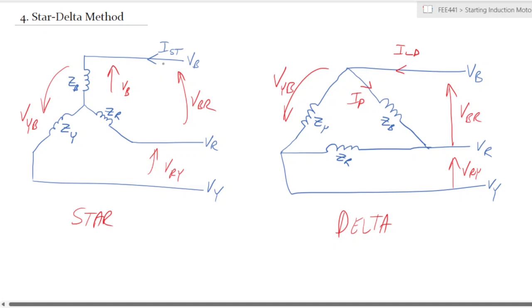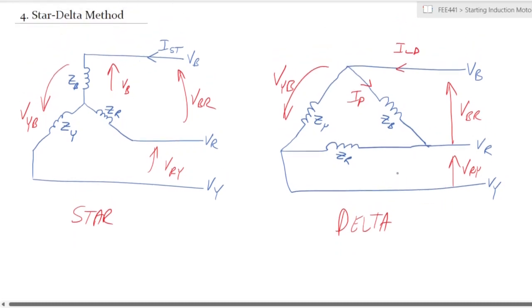Also, one key thing to note: in the star winding, the current flowing in the line is the same current flowing in the phase, but in the delta winding, the current flowing in the line is different from the current flowing in the phase, okay?